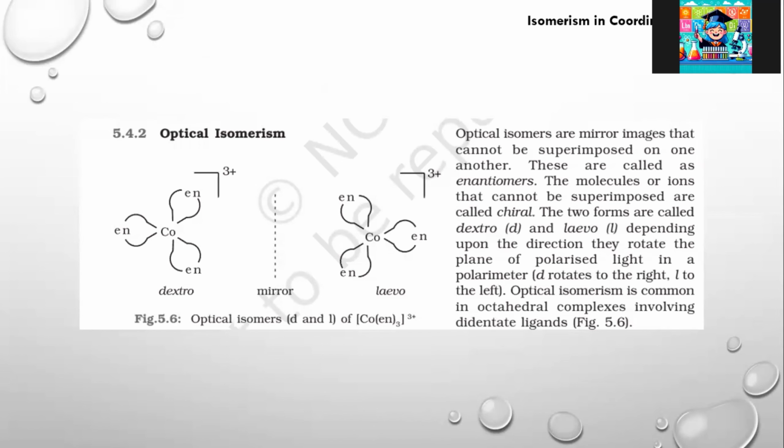Optical isomers are mirror images that cannot be superimposed on each other. For example, consider this molecule. This is a coordination compound with cobalt as the central metal atom and three ethane-1,2-diamine ligands. If we place a mirror between these, we can say that the first is the mirror image of the second.